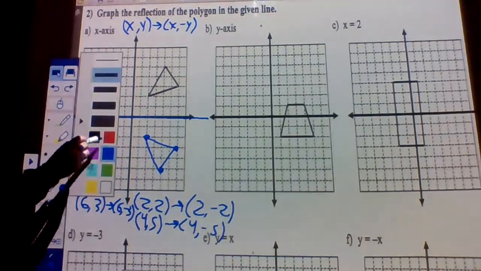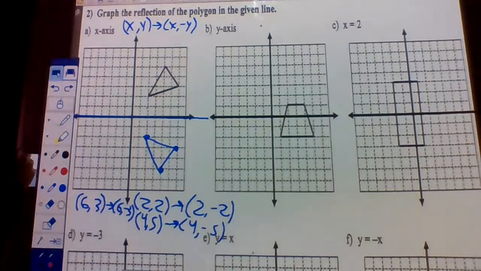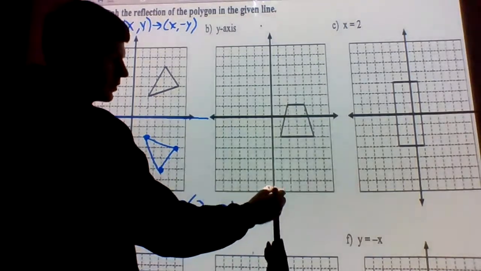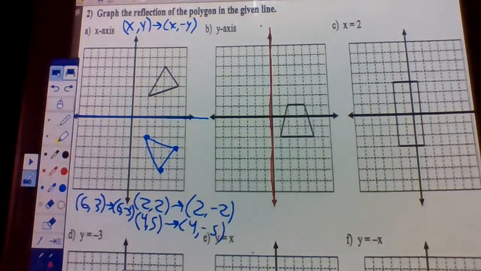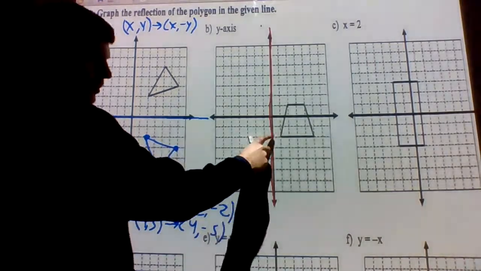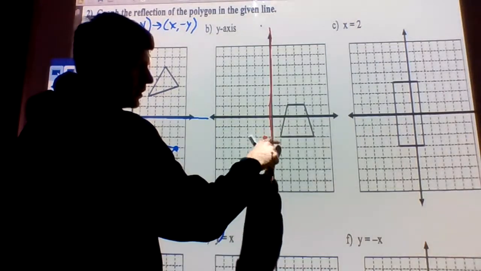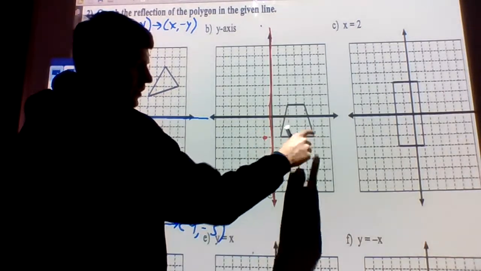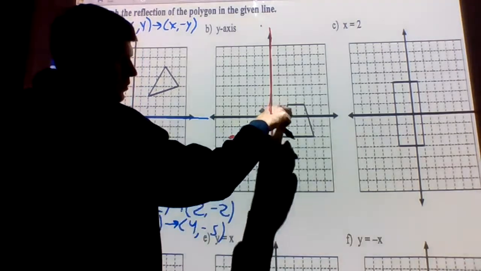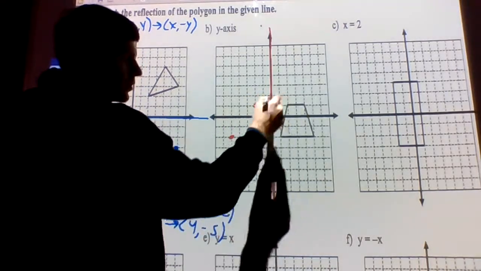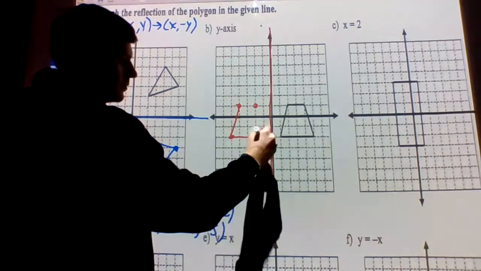The next one here is reflecting over the y-axis. So this is the y-axis right here. If we're reflecting over it, again, we can just count. This one's 1 to the right, so we need to go 1 to the left. 5 to the right, so we need to go 5 to the left. Okay, 2 to the right, 2 to the left, 4 to the right, 4 to the left.